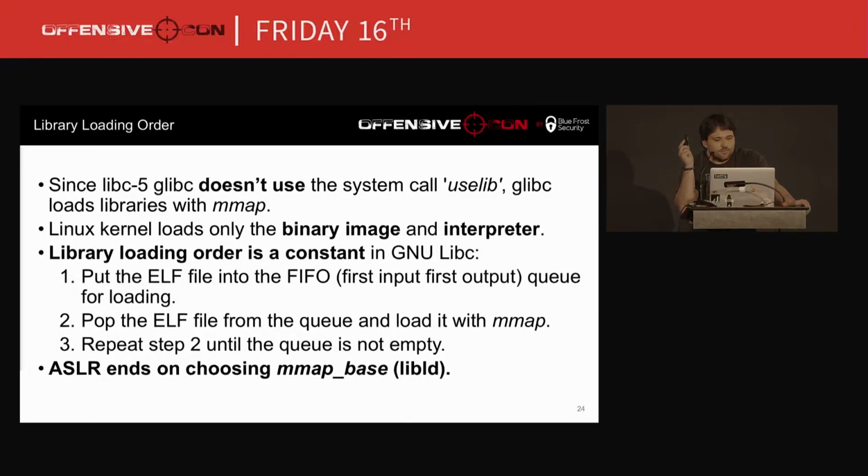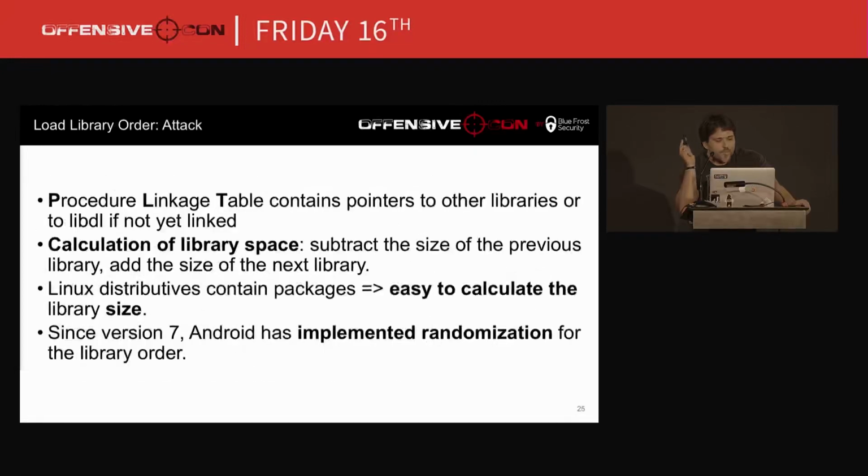So this is an interesting point. Next step, why do we need it? There is a procedure linking table in the ELF file. It contains pointers to the libraries. For example, when libc links libraries, it uses this table to keep pointers to other libraries from the functions it needs.